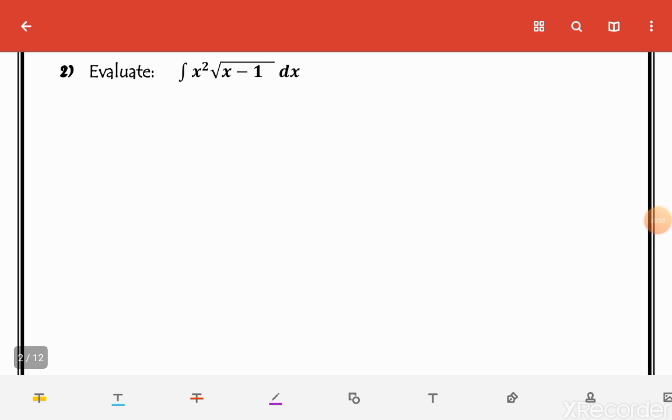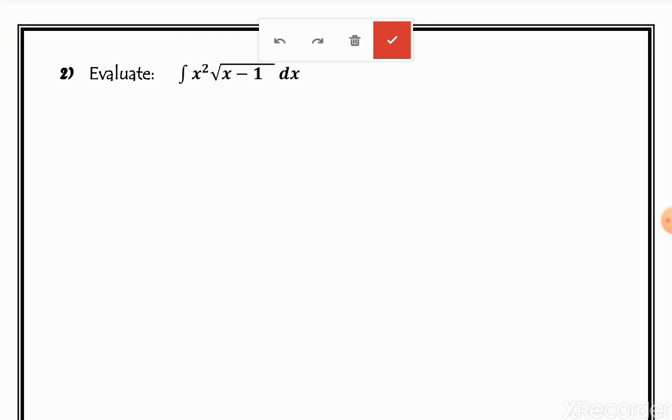The second example here, evaluate the integral of x squared root x minus 1. According to the word LIATE, we have two algebraic functions in this case. The first one is x squared and the second is root x minus 1. So we're going to use here a new way, which is the way of table.